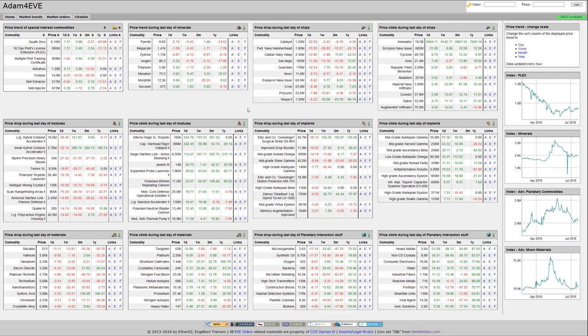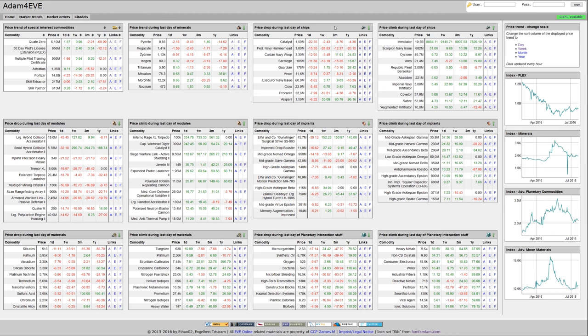Nevertheless, what do you see except for these two tables in the top left, which are fixed for a specific group? You see for each category, like ships in the top, modules in the middle, for example, or materials, planetary interaction materials, you see one table each for price drops and price rises.